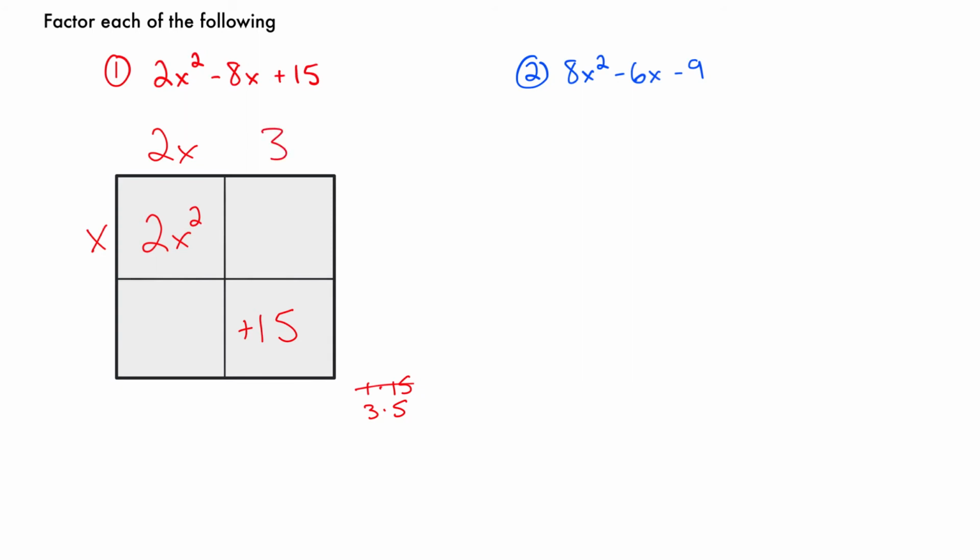I'll put the 3 here. I'll put the 5 here. This is a 10. This is a 3. Those would add together to get me a 13x, not the 8 I'm looking for. So that configuration doesn't work. I'm going to put the 3 here. I'm going to put the 5 here. That's going to give me a 5x and a 6x. Those combine to get me an 11x. Therefore, 3 and 5 don't work.